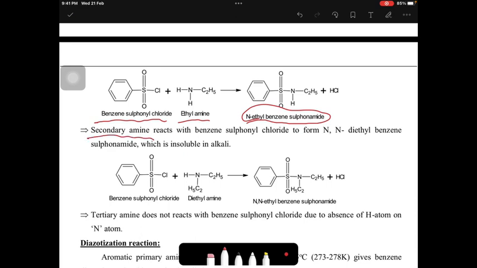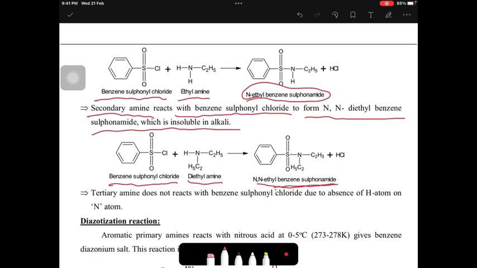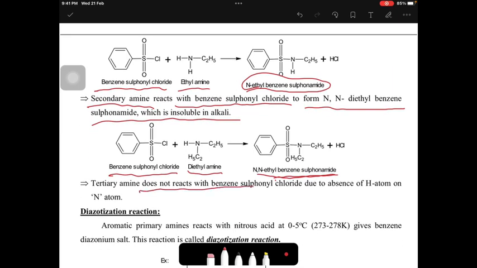Secondary amine reacts with benzene sulfonyl chloride to form N,N-diethyl benzene sulfonamide, which is insoluble in alkali. Benzene sulfonyl chloride with diethylamine gives N,N-diethyl benzene sulfonamide. Tertiary amine does not react with benzene sulfonyl chloride due to the absence of hydrogen on the nitrogen atom.